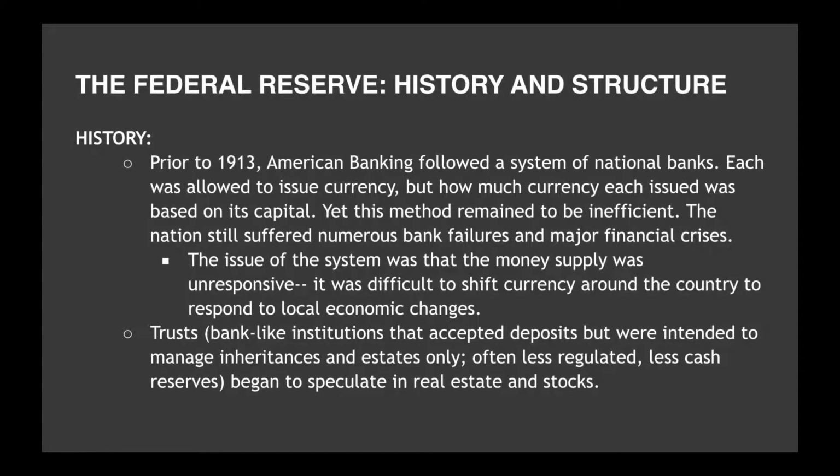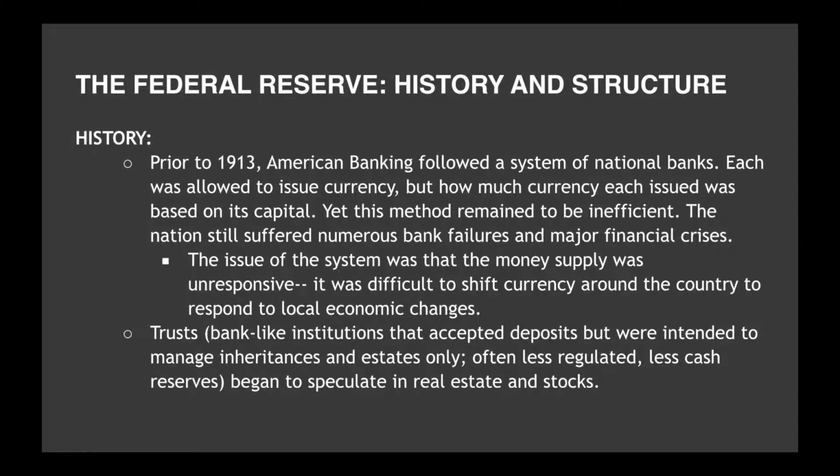So how was the Federal Reserve created? Well, prior to 1913, American banking followed a system of national banks. Each was allowed to issue currency, but how much currency each issued was based on its capital. Yet this method remained inefficient. The nation still suffered numerous bank failures and major financial crises. The issue with the system was that the money supply was just unresponsive. It was difficult to shift currency around the country to respond to local economic changes.